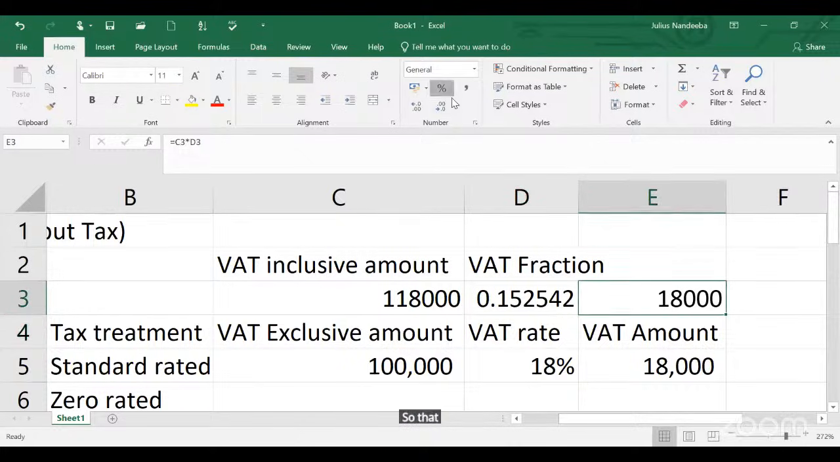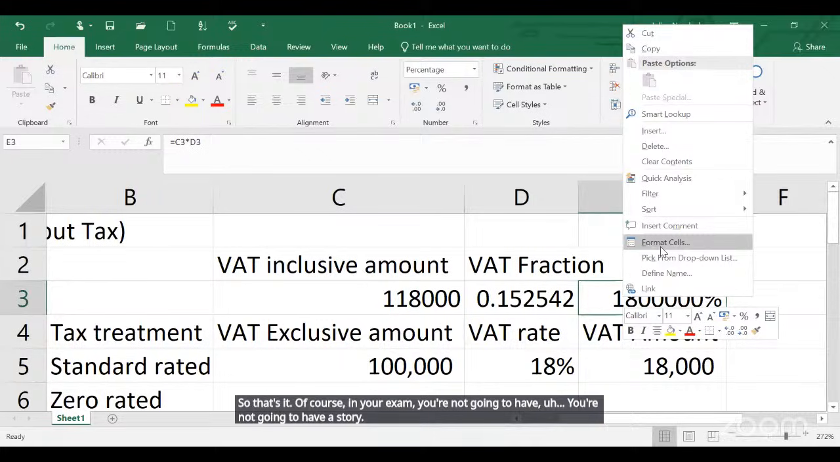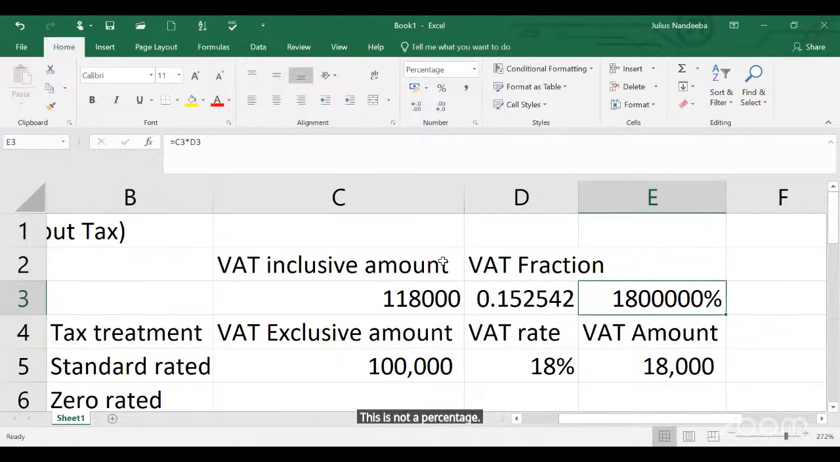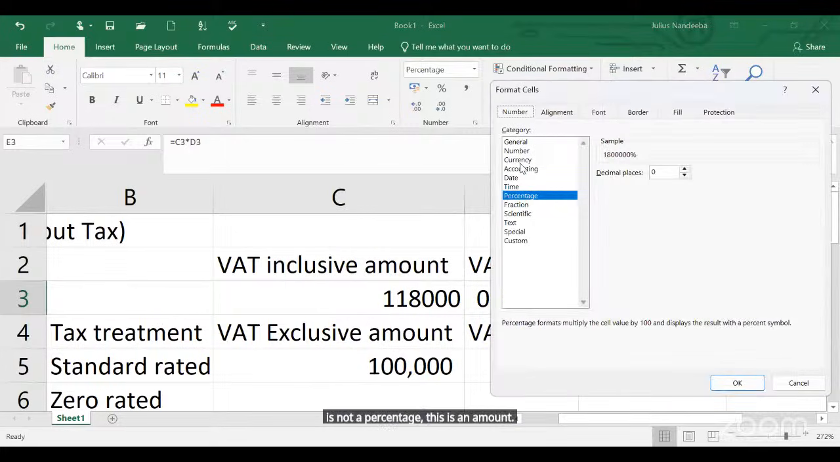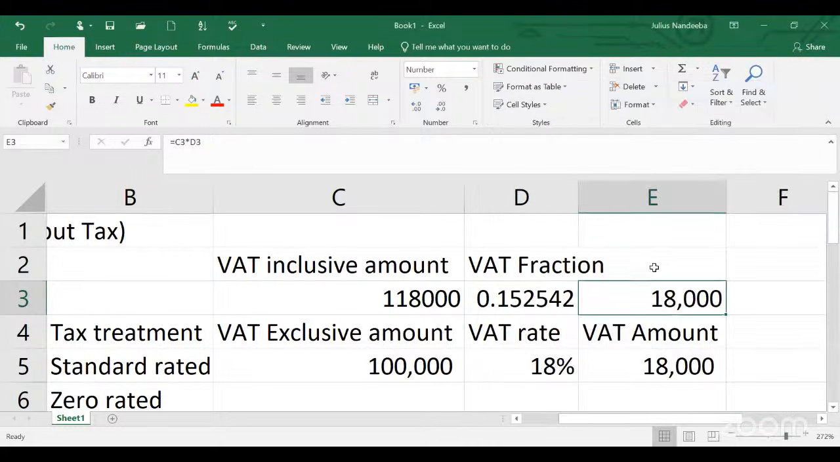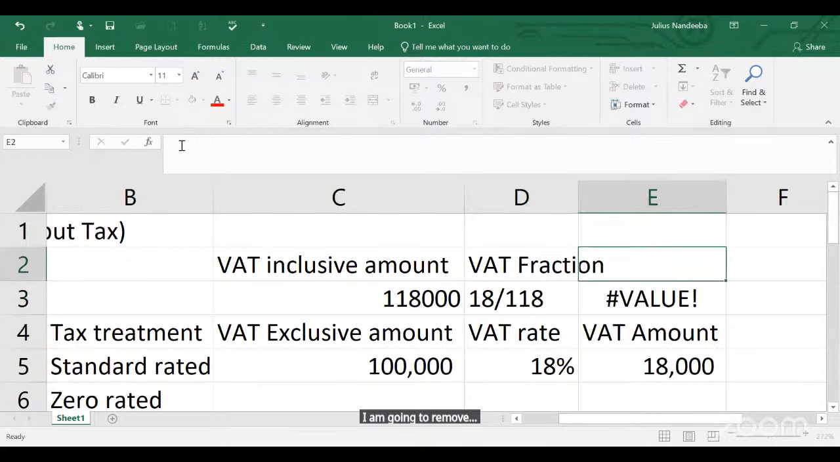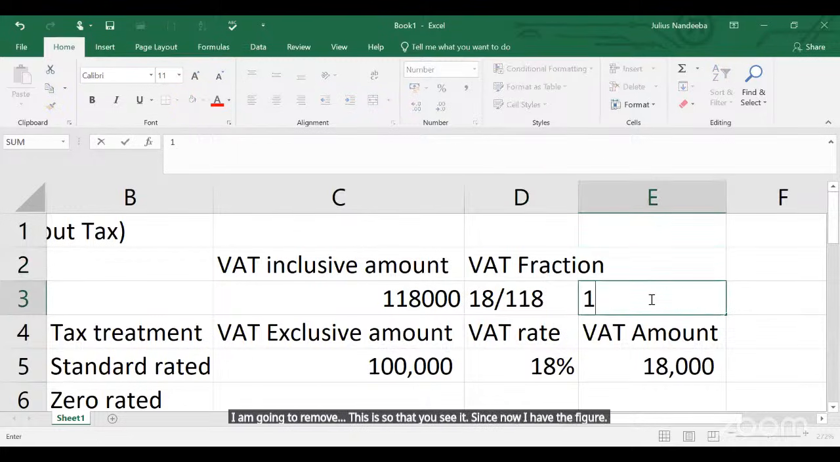Of course, in your exam, you're not going to have this. This is not a percentage, this is an amount. What has become decimal points was only 18 out of 118. For me to maintain it the way you want to see it, I am going to remove this so that you see it. Since now I have the figure, I can actually have my figure as 18,000 here.